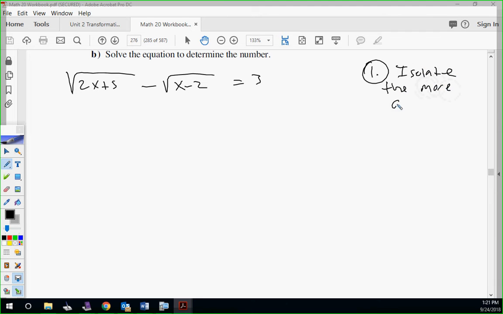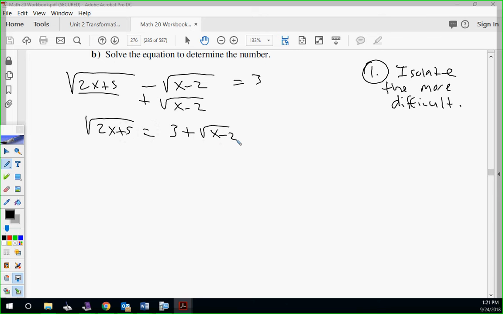What I said was right, I just said it switched on accident. I'm sorry. Isolate the more difficult radical. So this one we're going to isolate, which is easier because we can just add this over. Okay, so here we go. There we are.